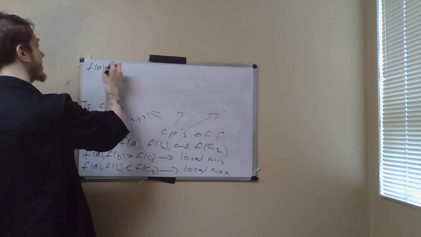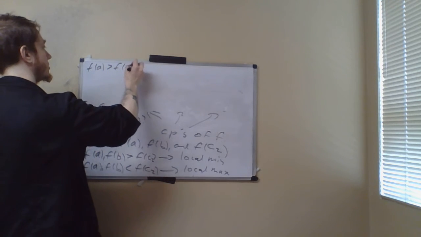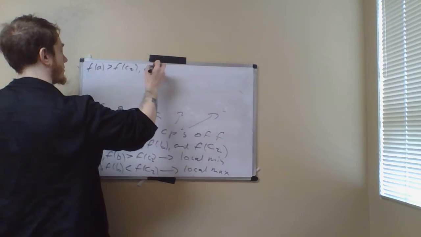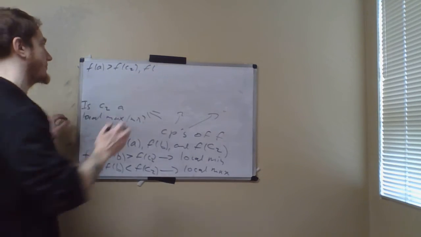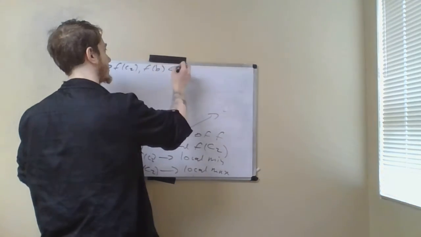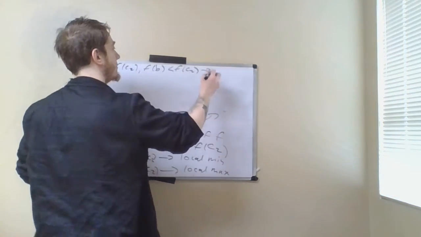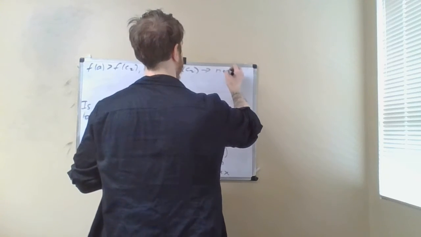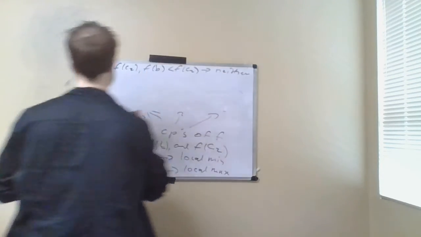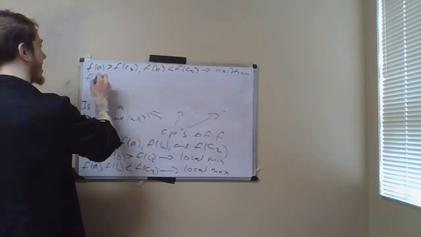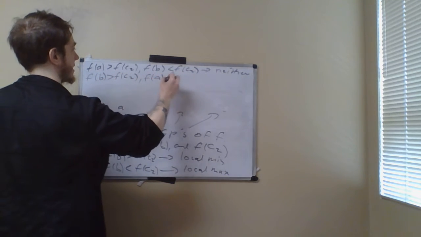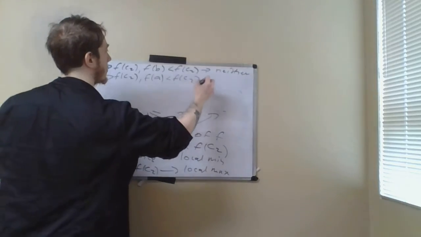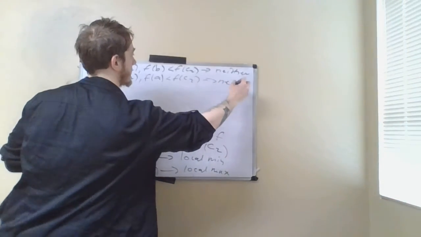if f of B is bigger than f of C2 and f of A is smaller than f of C2, then this means that what we've got is neither. And the same thing goes if we have f of B bigger than f of C2 and f of A less than f of C2. Once again, this is neither.